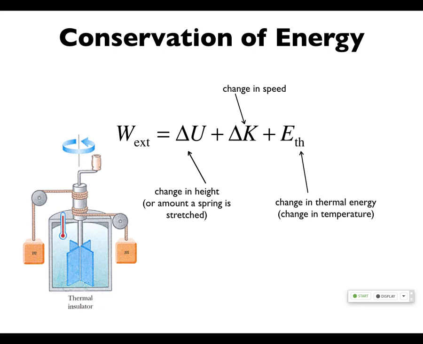Okay, so it turns out, this is any external force acting on the system. Once you define the boundaries of your system, anything coming in from the outside. This is any change in height or stretching of a spring. This is any change in speed or rotational speed, and this is any change in thermal energy. Now remember, what is this made up of?